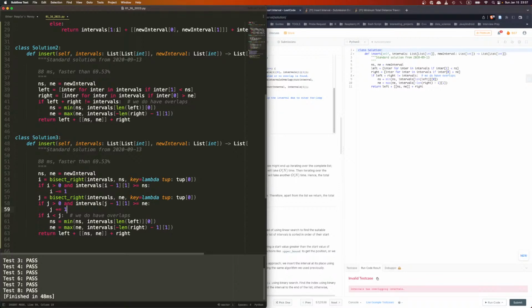If this is larger or equal to, so we have overlap. Hold on. J is here, right? At the end is either here or here. So if the end is in here, because that's the J. I don't know who is all larger than me. Yeah, the start. This start is larger than me, right?